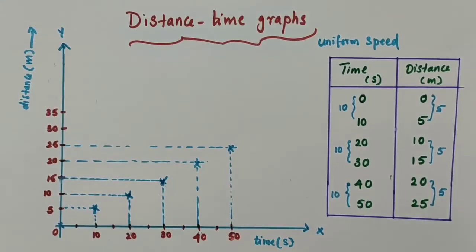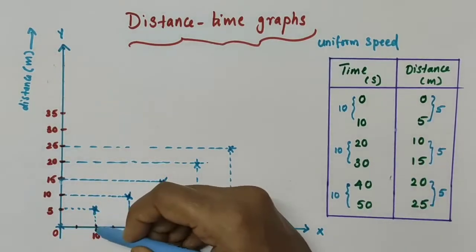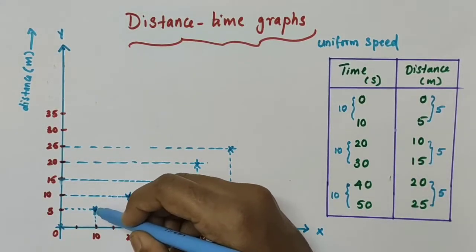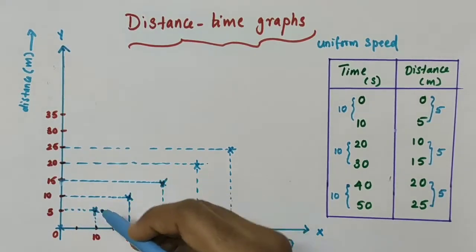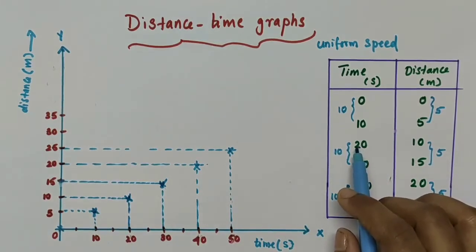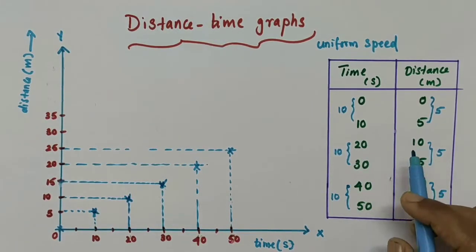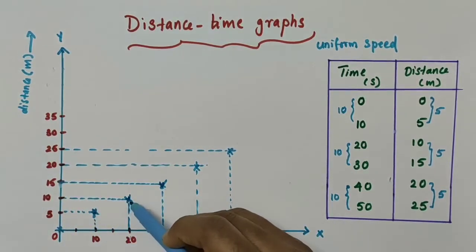So here you see, corresponding to 10 seconds, the distance traveled is 5 meters. So the corresponding point is here. Similarly, corresponding to the time 20 seconds, the distance traveled is 10 meters. So 20 seconds, 10 meters, we will get a point here.